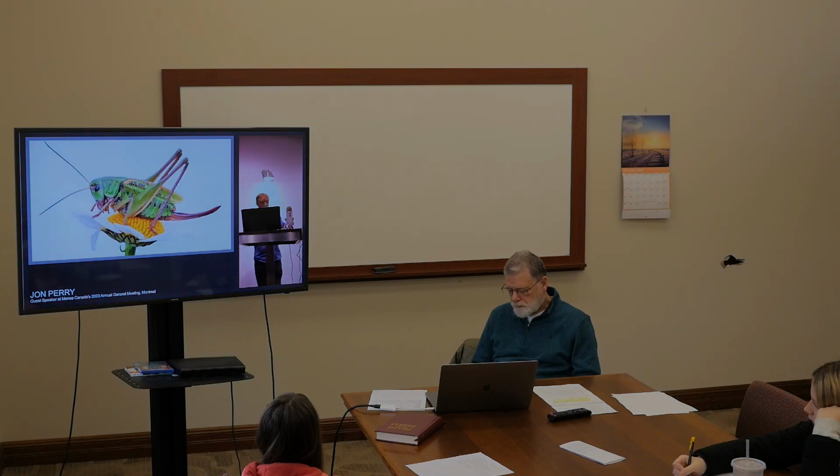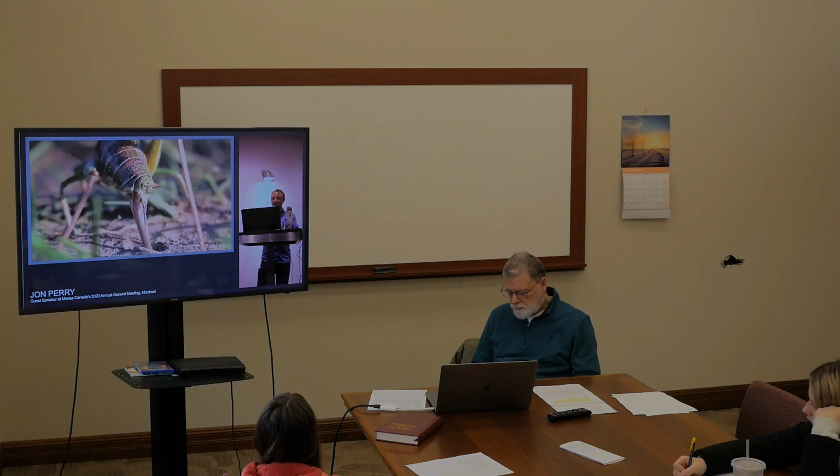Here we have a katydid. That looks like a stinger, right? It's terrifying. I found one of these when I was a little kid. I thought it was a stinger, and I threw it away. It was terrifying. It's actually just the ovipositor. It's the same structure we just saw in the grasshopper.